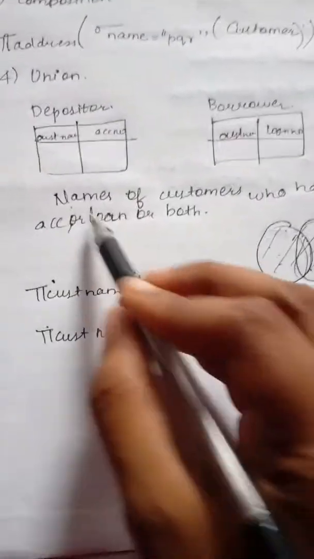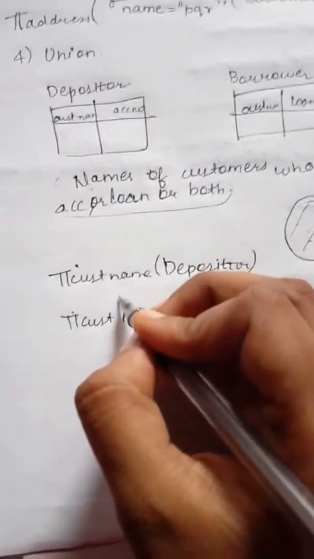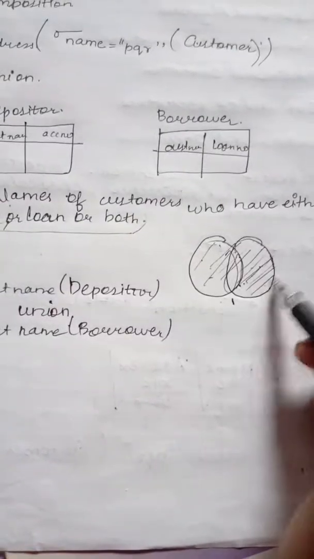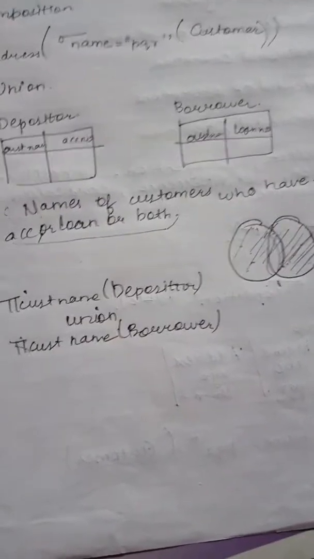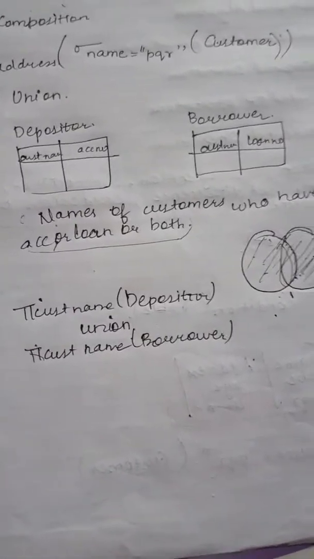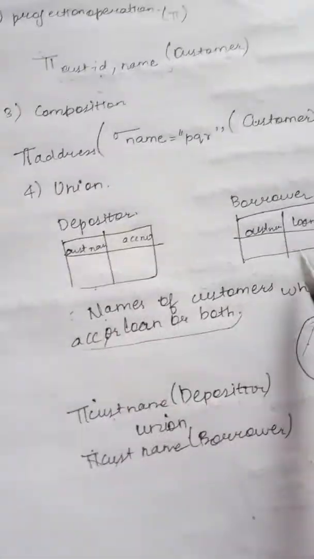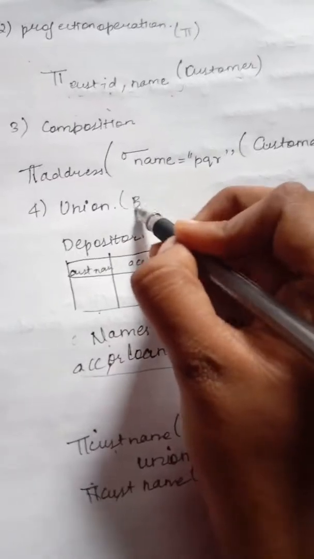So if I want the data of these, account number or loan or both, this can be done with the operator known as union. If I write it, all the data will be there, like all the customer names who have an account or loan or both. You can see here we are using two tables, depositor and borrower, in order to perform a union operation. So we can say that it is a binary operation.